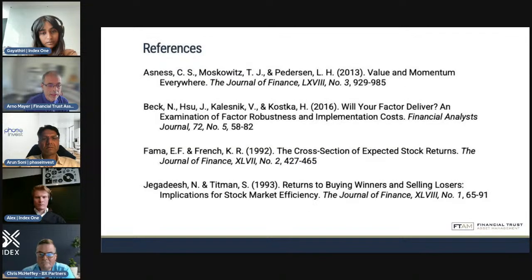Here are all the different articles that I mentioned and when they came out and where they were. Again, G can send this to you if you would like.